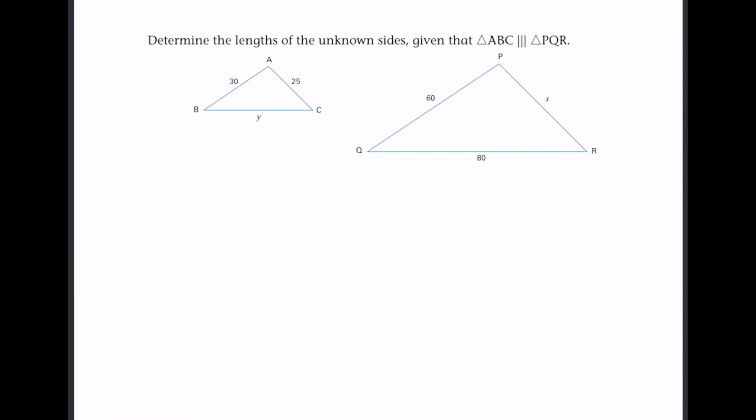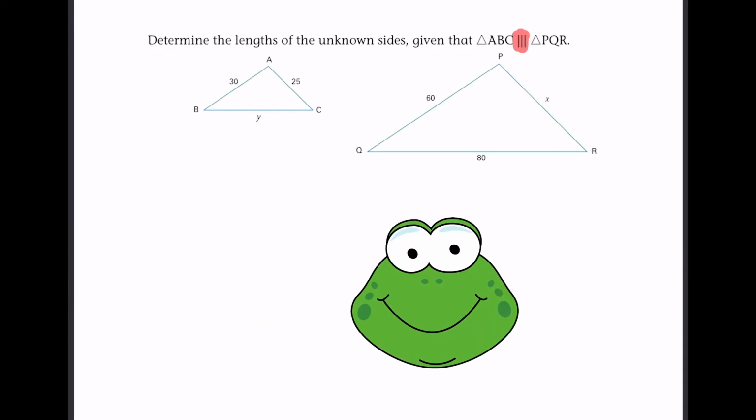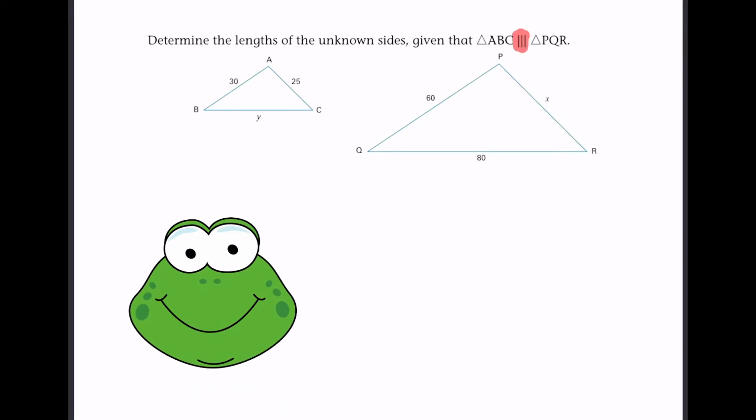If we look at our first question, it says, determine the lengths of the unknown sides given that triangle ABC is similar to triangle PQR. If you look here, you can notice that the sign for similar is three little lines going down instead of three little lines going across like it is for congruency. If we're determining the length of the unknown sides, we need to know what I like to call Frogface. So, what does Frogface mean?